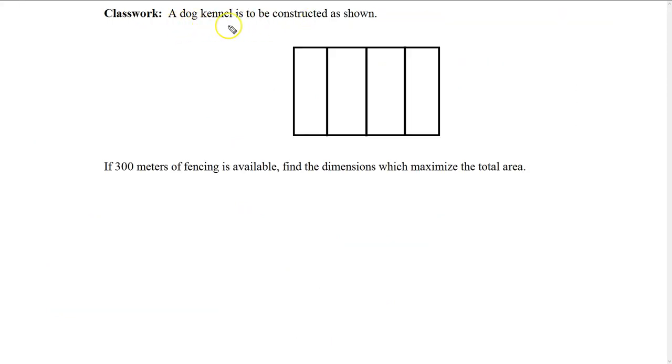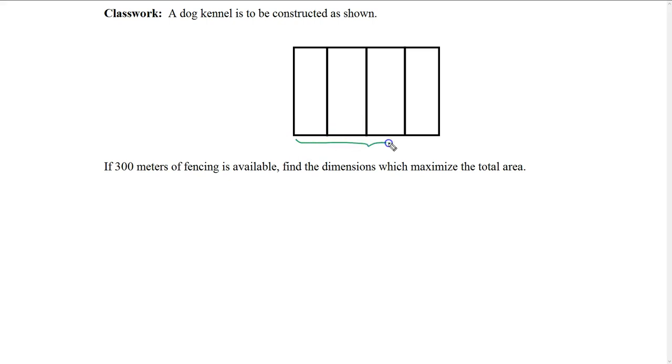Now here's one that you might want to try on your own. A dog kennel is to be constructed as shown. If 300 meters of fencing is available, find the dimensions which maximize the total area. So the dog kennel is to be constructed as this rectangular region, and then you have partitions running up and down made of fencing also. So try to find the dimensions.